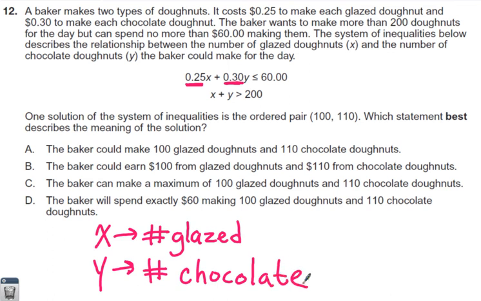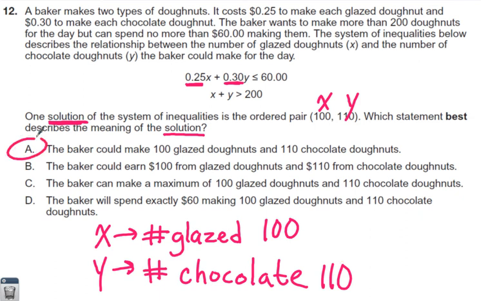And so all they really want to do is say one solution, big word, one solution of the system is the ordered pair 100, 110. Which statement best describes the meaning of the solution? Okay, people, to finish off this video, if a solution is 100, 110, that means X literally would equal 100 and Y would literally equal 110. So that means 100 glazed and 110 chocolate, because X is number of glazed and Y is number of chocolate. So which choice says that? It's looking like it's A.